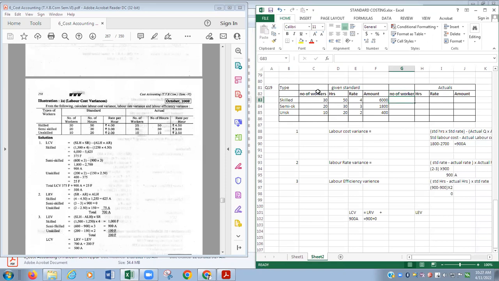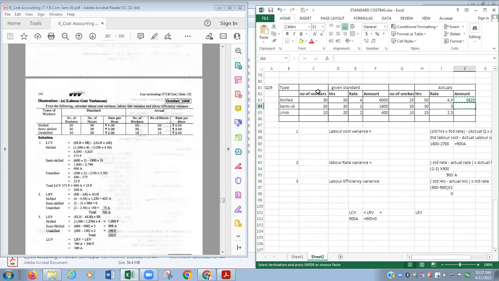So actual number of workers were 25, 30 and 10. Okay. Hours: 50, 30 and 15. Rate: 4.5, 3 and 2.5. If we multiply, we'll get the amount: 25 into 50 into 4.5.